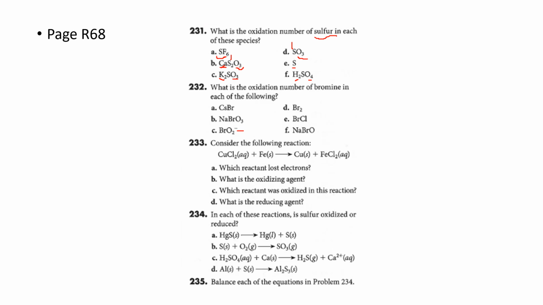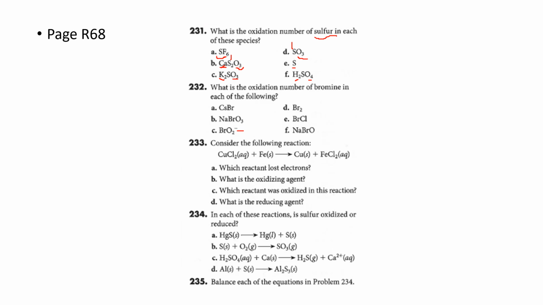Okay, 233, consider the following reaction. Which reactant lost electrons? Well, if you were to split this up into an ionic equation, copper here is a 2+ charge. Copper here is a 0 charge. In order to go from a 2+ to a 0, it has to gain electrons. Iron is 0 charge here, 0 oxidation state. Over here, +2 charge. So it had to lose electrons to go from a 0 to a +2. So iron is the reactant that lost electrons for part A.